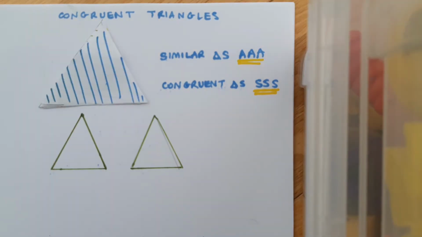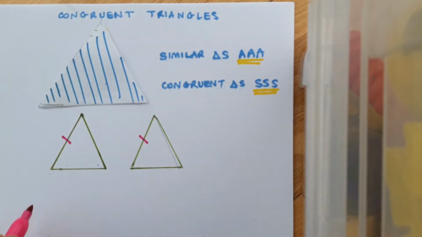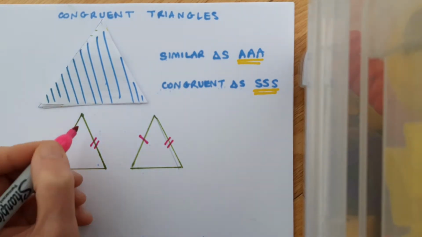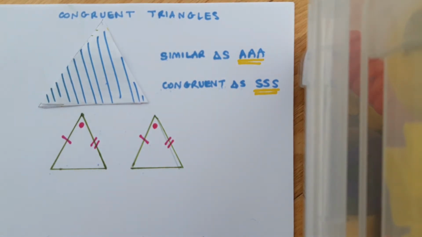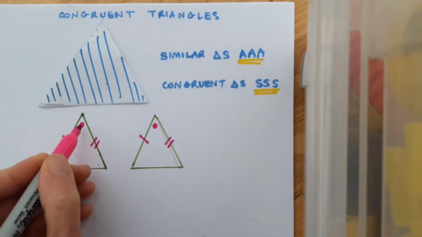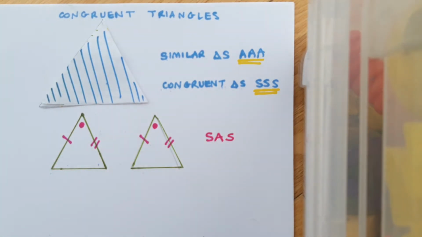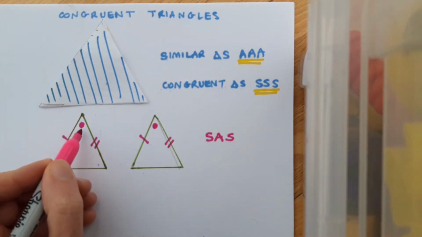So besides SSS, another way of identifying that 2 triangles are congruent is if I can show that they have 2 pairs of matching sides and the angle between those sides also matches up. And that is side, angle, side, SAS. It's important to note that the angle in that case must be between the 2 sides. It's called the included angle.